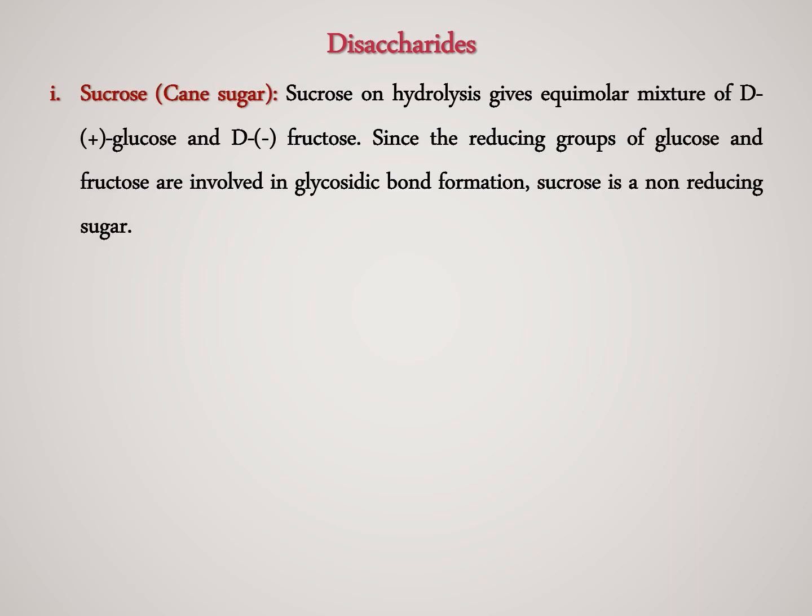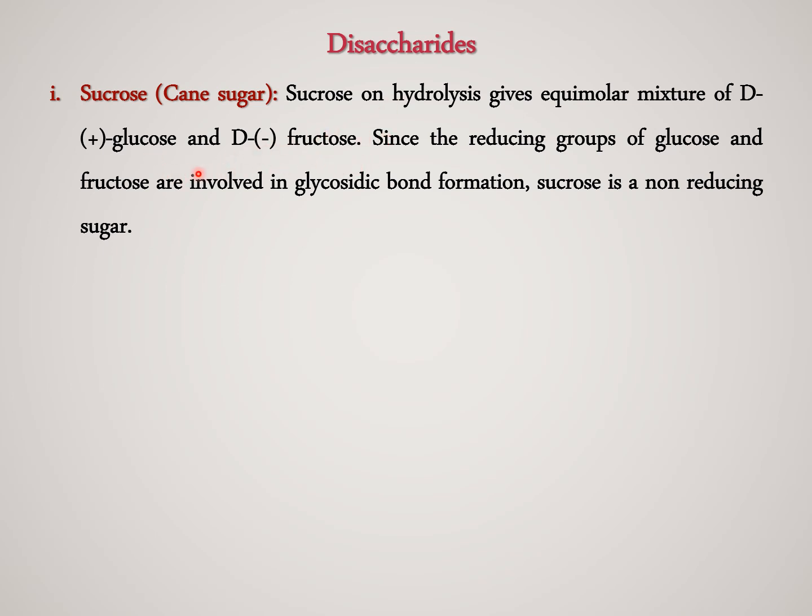Let us now proceed towards the disaccharides. Amongst the disaccharides, the first disaccharide we come across is sucrose. It is made of D-plus-glucose and D-minus-fructose. You have sucrose, a disaccharide consisting of glucose and fructose.